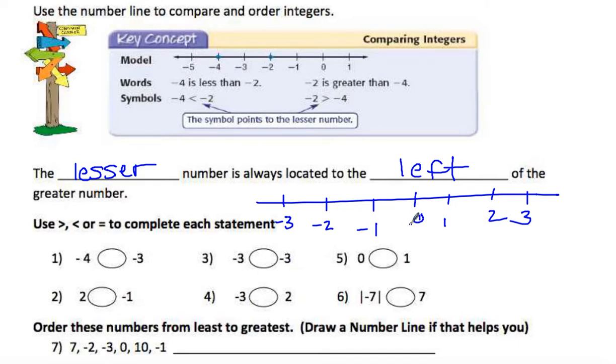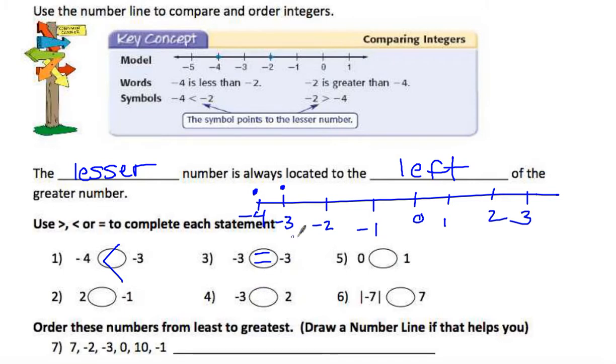So the lesser number is always located to the left of the greater number. If we look at number 1, and I'm going to put number 4 on here to help us with this one, negative 4 is here, negative 3 is here. So negative 4 is less than negative 3. And then I could do the same thing. Negative 3 and negative 3 are both in the same location, so they are equal to each other.